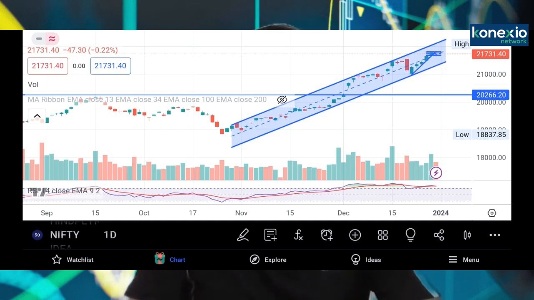So friends, now let us discuss the important support and resistance levels in Nifty for the next week. The first support in Nifty is placed at 21,650. Below that, the second support is placed at 21,495. Below that, the third support is placed at 21,390.